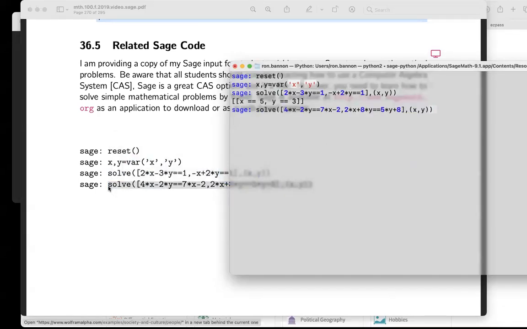Now, by the way, I'm going to copy paste this one as well, and I'll talk through it. There's two equations over there. The first equation is 4x minus 2y equals 7 times x minus 2. The second equation, they're being separated by a comma, is 2x plus 8y is equal to 5. I'm sorry, equal to 5y plus 8. And I'll solve for x and y. Let's hit return. Gives me the answer.